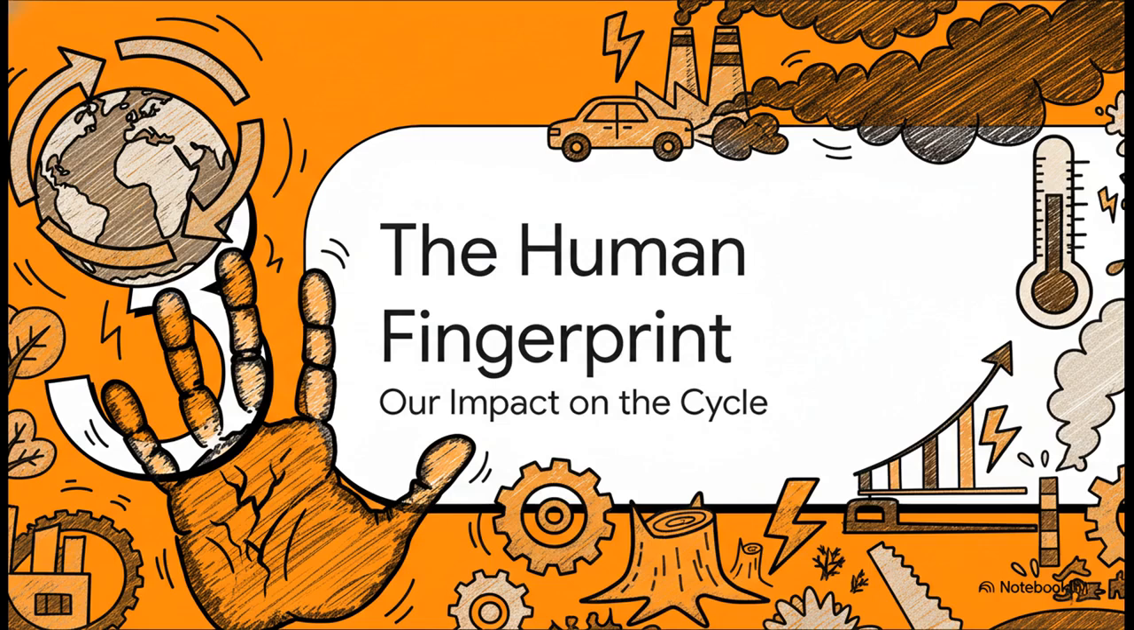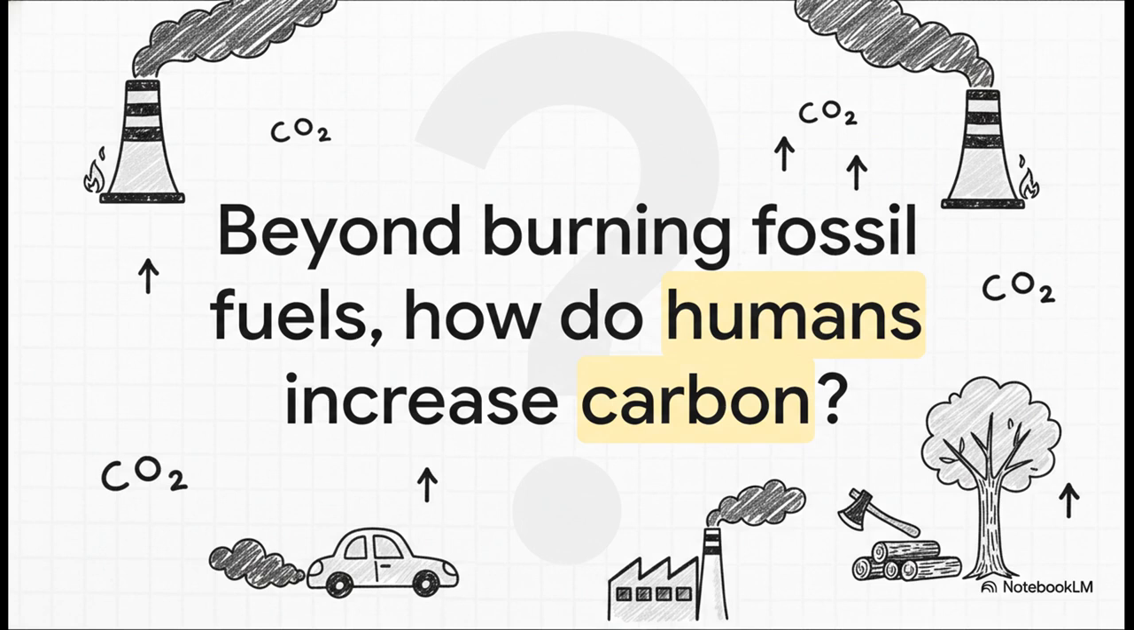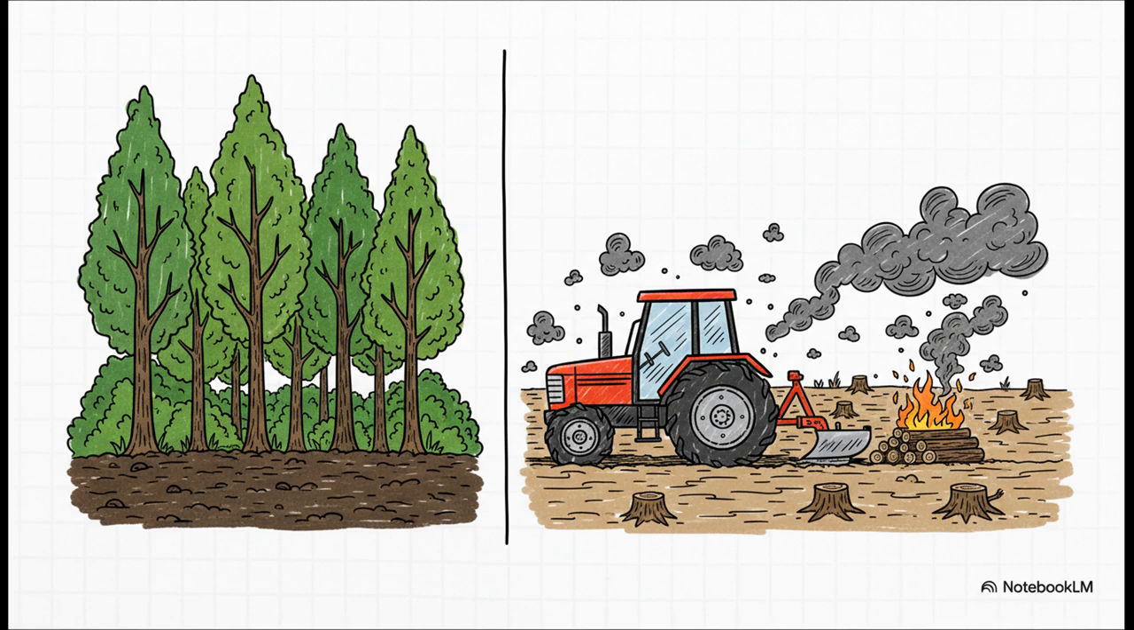of our challenge. The question is pretty sharp. We all know that burning fossil fuels is the main driver, but it wants to know what else we're doing. What are two other major ways that human activity adds carbon to the atmosphere? A huge one is how we use land.